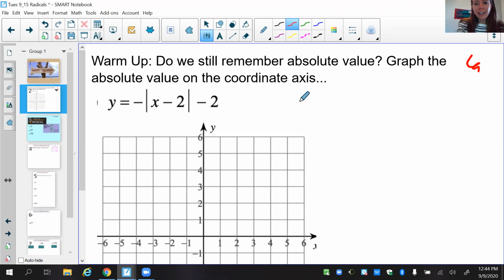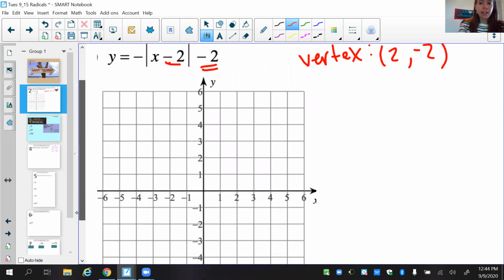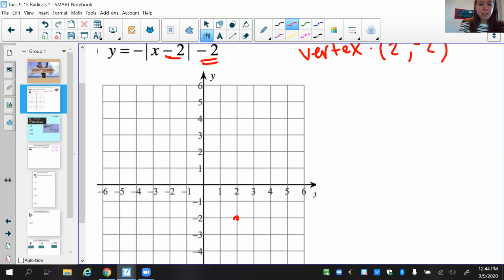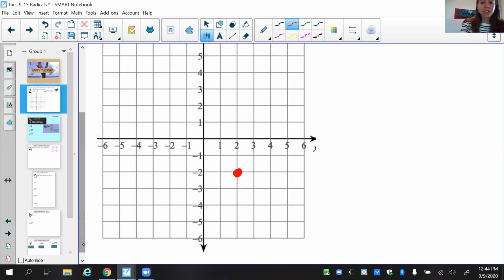So the vertex, remember, is this number, switch the sign, and then it's this number. That's all you gotta do. So I'm going to scroll down and say, okay, 2, -2 is right here. Now before I just draw my V, I need to remember that there's a negative outside here, so it's going to point in the opposite direction.